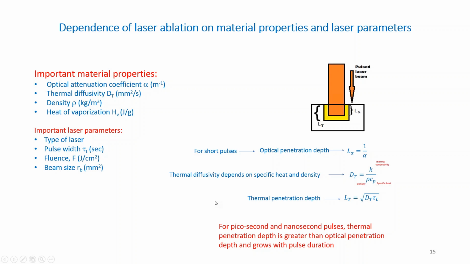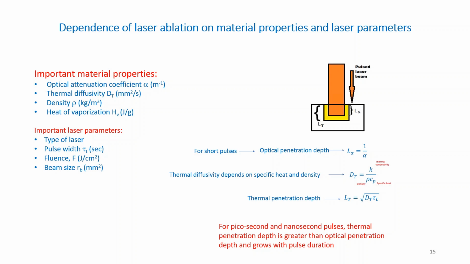But when you have longer pulses, the thermal effects penetrate to a deeper depth, which is represented here by L_T. And L_T is given by the root of D_T tau_L, where D_T is the thermal diffusivity that I talked about, and tau_L is the pulse width. So you can see there is a dependence on pulse width. The longer the pulse width, the more thermal effects. So a CO2 laser, which has a 100 nanosecond pulse width, has more thermal effects than a neodymium YAG that has 10 nanoseconds.